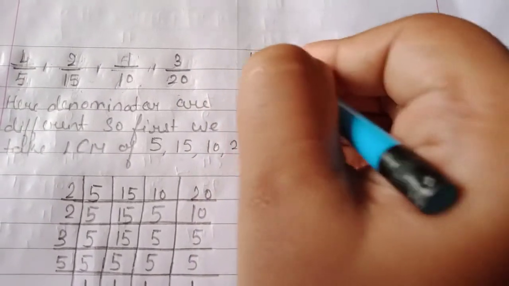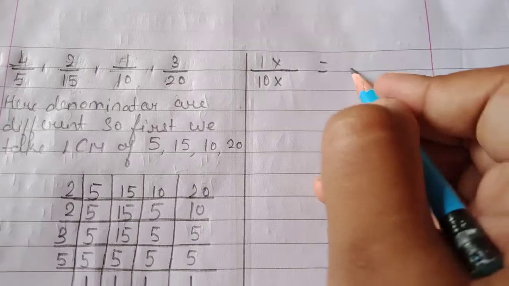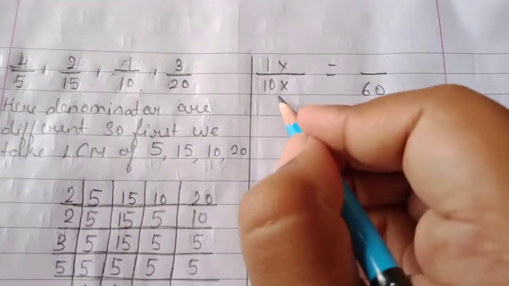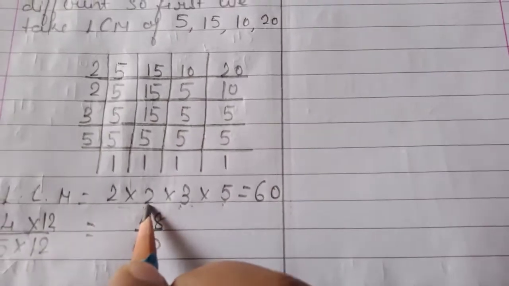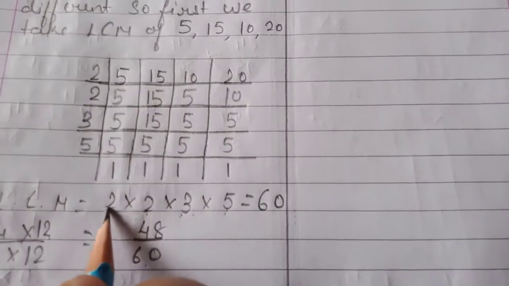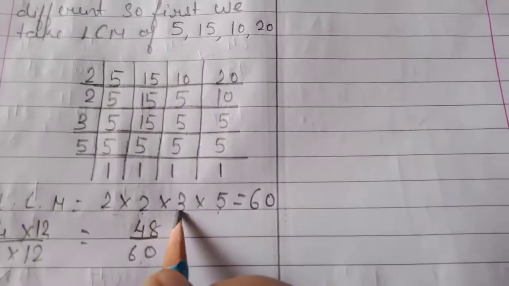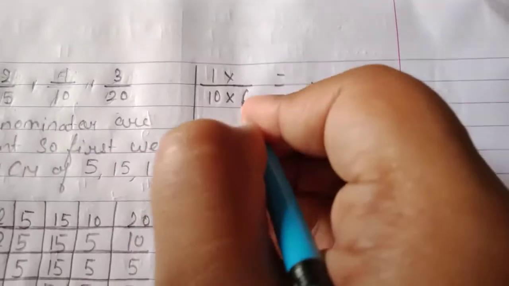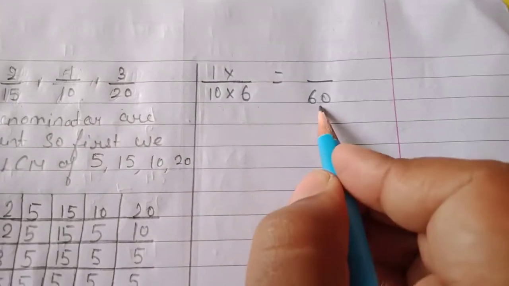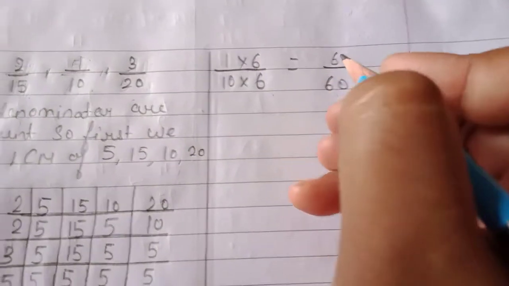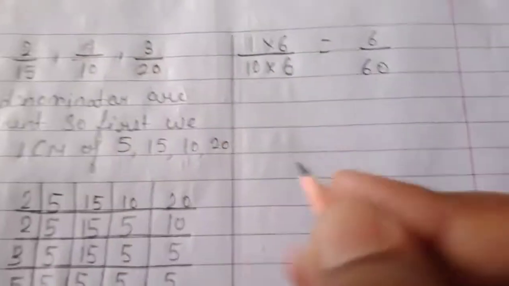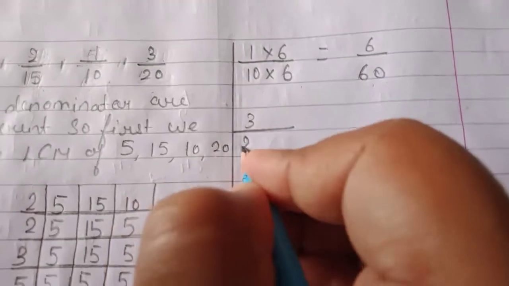Now the next fraction is 1 upon 10. So we will write here 1 upon 10. And we want the denominator 60. So with 10 what will we multiply? See, 10, how will it happen? 5 2s are 10. So which two numbers are left? 2 and 3. So 2 3s are 6. So we will write here 6. See, 10 6s are 60. In the numerator also we will multiply with 6. 1 6 is 6. Then 3 upon 20. So 3 upon 20.